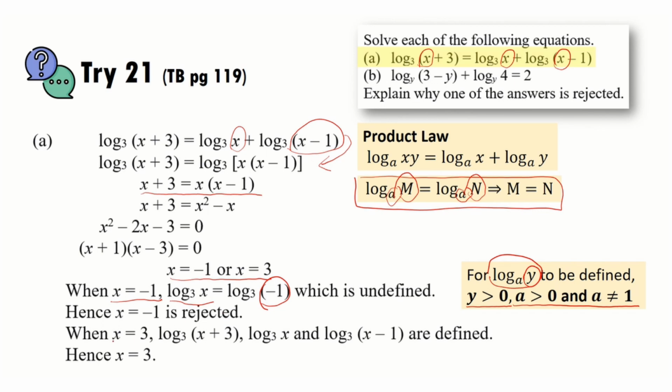Then, we do a check for x equals 3. We find that for every term in the logarithmic equation, they are all defined. So, the answer will then be only x equals 3.